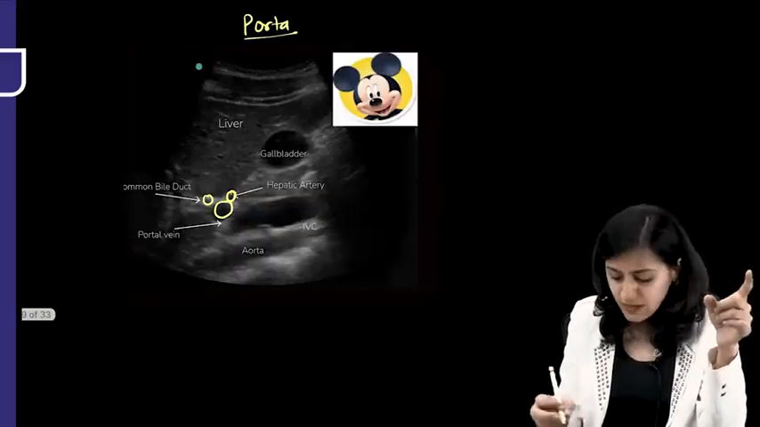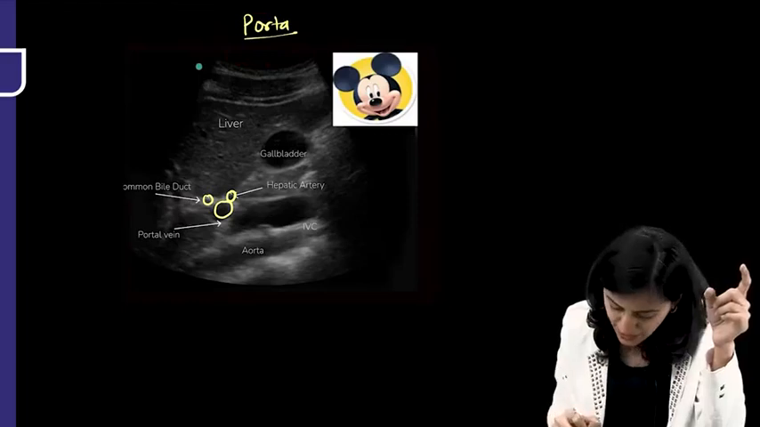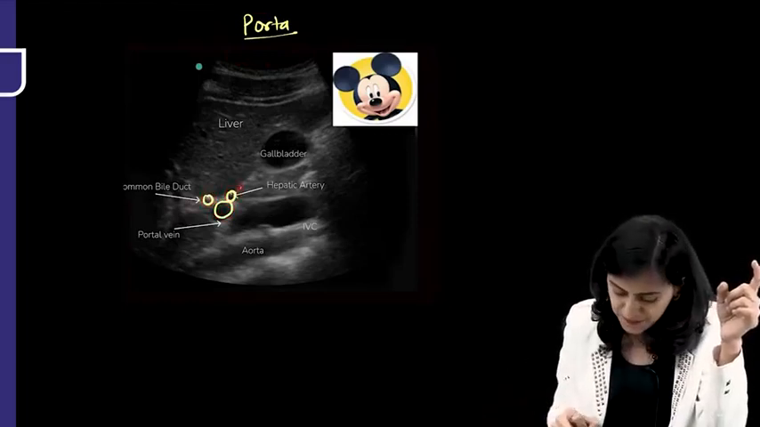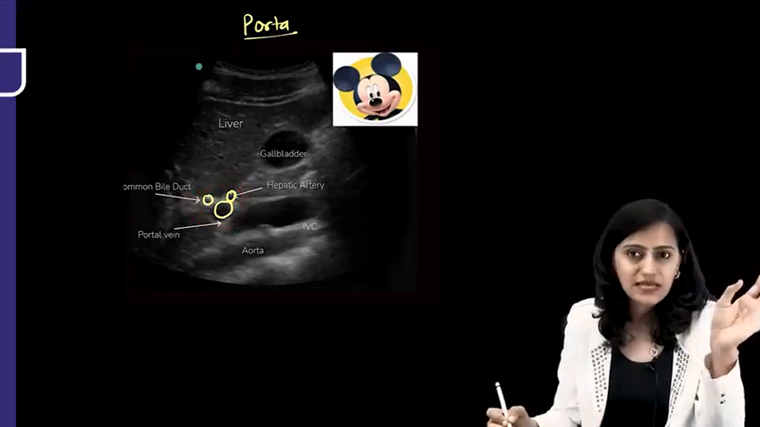Where else do we have the Mickey Mouse sign? At the porta, where you have the portal vein, the common bile duct and the hepatic artery, which give this Mickey Mouse sign. So remember, there also we see the Mickey Mouse sign, right?